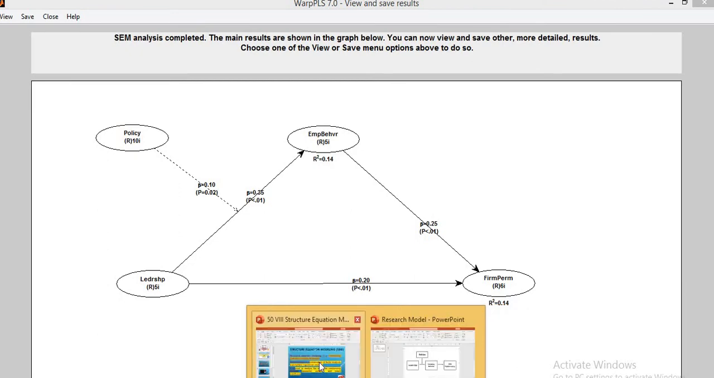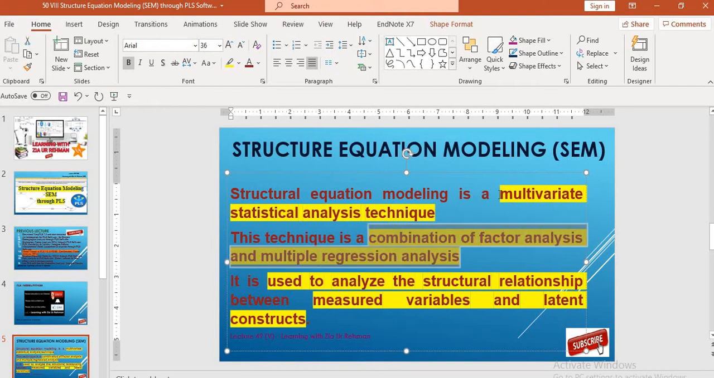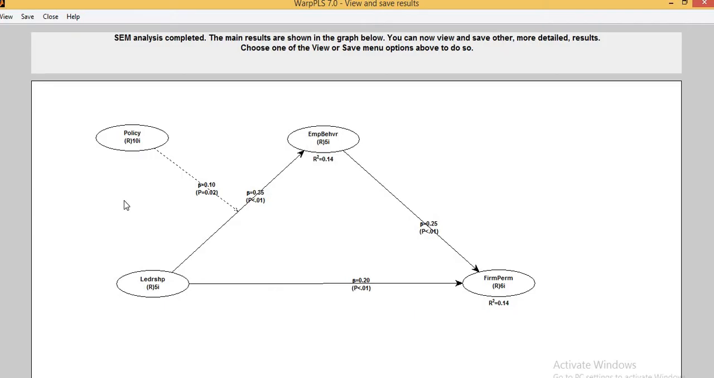Come to the definition, please. Structural equation modeling is a multivariate statistical analysis technique. This technique is a combination of factor analysis and multiple regression analysis. What does factor analysis mean here? Factor analysis consists of two parts: one is exploratory factor analysis and the other is confirmatory factor analysis.